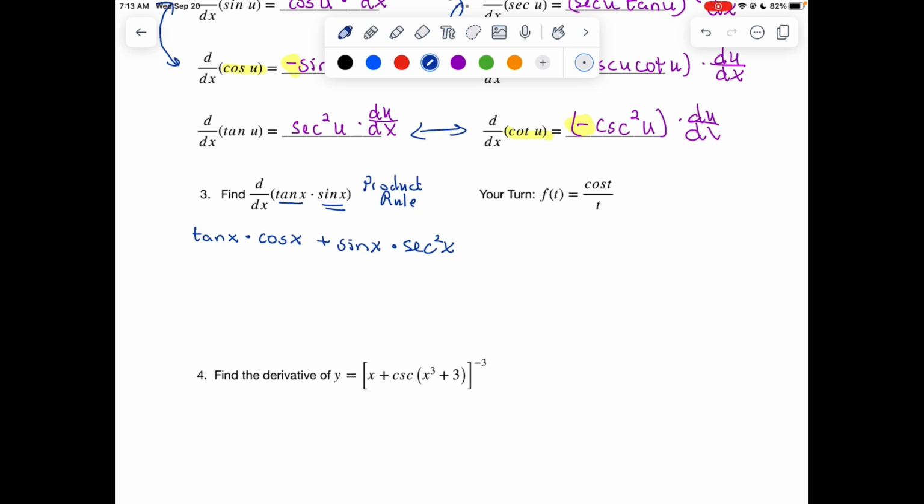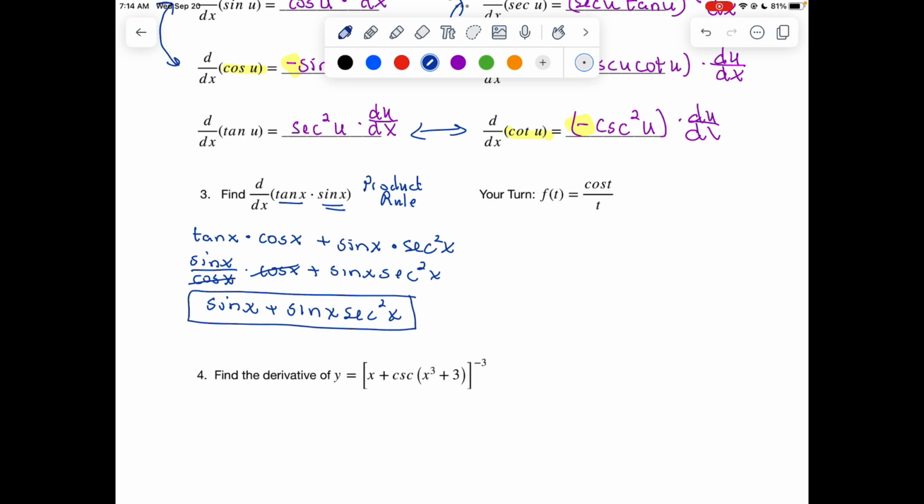And then we're going to simplify. But when you simplify these trig ones, you often have to remember your trig identities. For example, I recall that tangent x can be rewritten as sine of x over cosine of x, and I'm timesing this by cosine of x. The reason I did that is so that I can cancel out this cosine of x and simplify that first term to simply sine of x. So my answer is going to be sine of x plus sine of x times secant squared x.